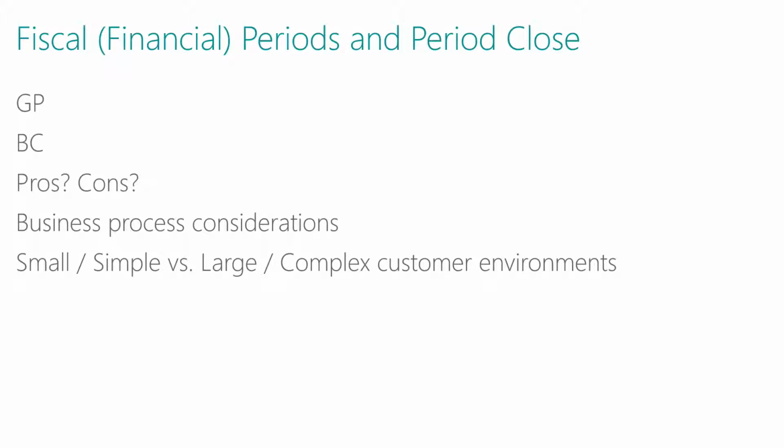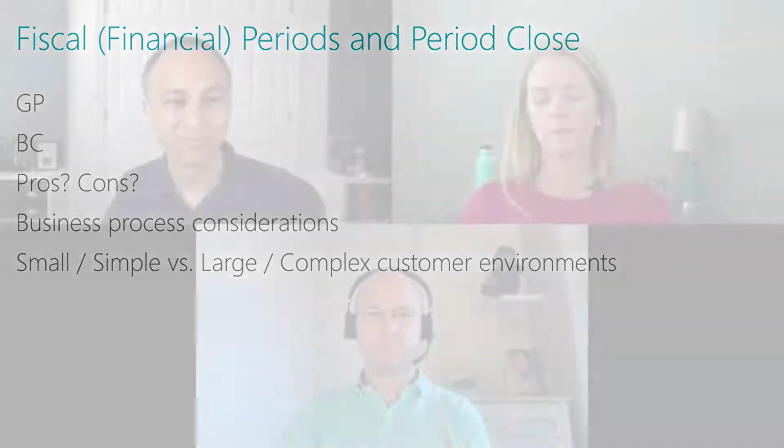So Gavin will show some of the GP functionality. We'll discuss some of the BC functionality, discuss various pros and cons of each, and then talk about various business processes, like when is one feature better than the other or more appropriate, and also potentially discuss which features might be better for a small or simple business versus a large or complex business.